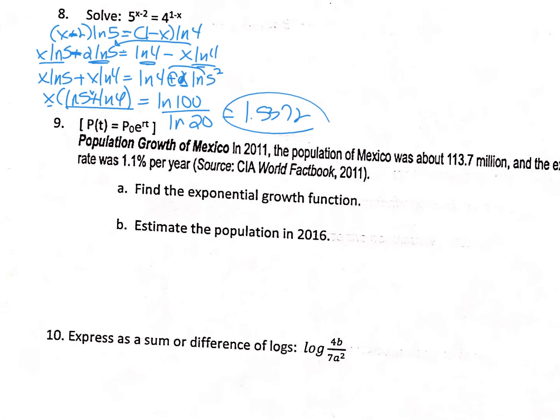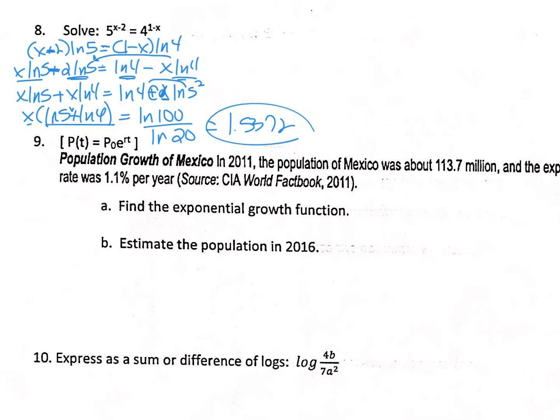Number 9. The great thing about number 9 is they give you the equation in the directions right there. It's right there. We're going to use that. Remember, P of 0 means original amount, T stands for time, R stands for rate. So it says part A, well, it says the population base goes, there's the initial amount, and the exponential growth rate was 1.1% per year.